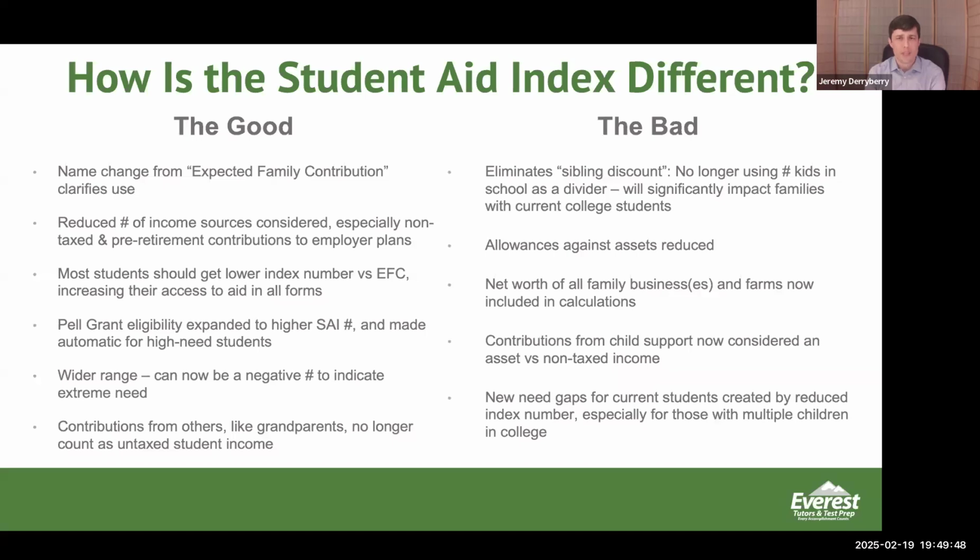The other thing that you need to know is if, like me, you're a small business owner, you are going to have to figure out the value of your business, and that is going to be counted in the index calculation, and farms as well. So that's something to keep in mind.